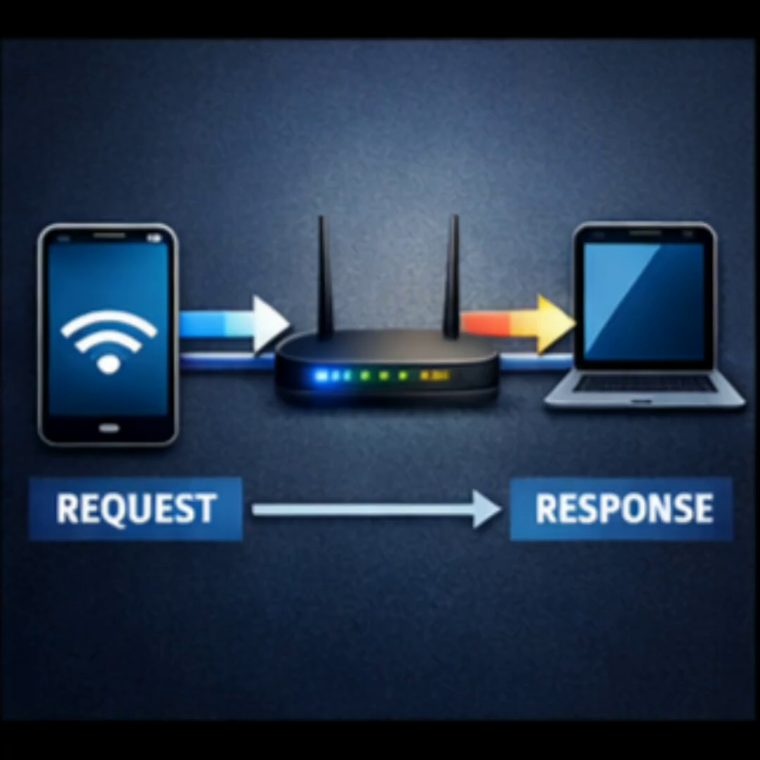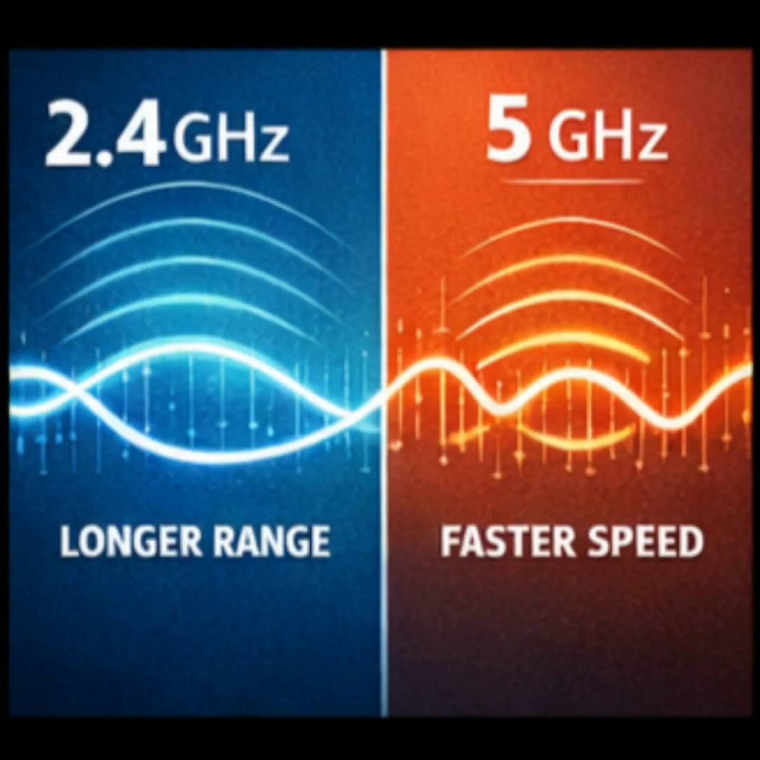Communication goes both ways. When you open a website, your phone sends a request to the router. The router sends it to the internet, then brings back the response. But here is the key. This communication happens using radio frequencies. Wi-Fi typically uses 2.4 GHz, longer range, slower. 5 GHz, faster, shorter range. That's why sometimes your Wi-Fi is fast and sometimes it's weak in another room.